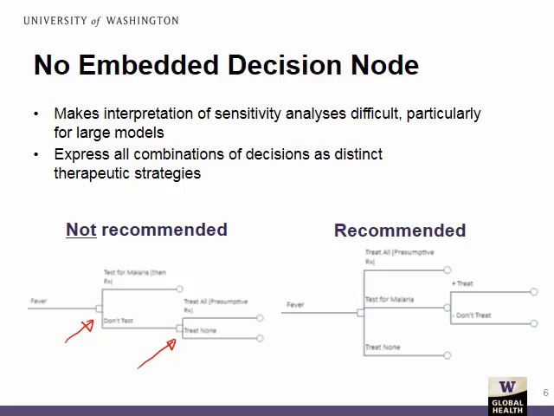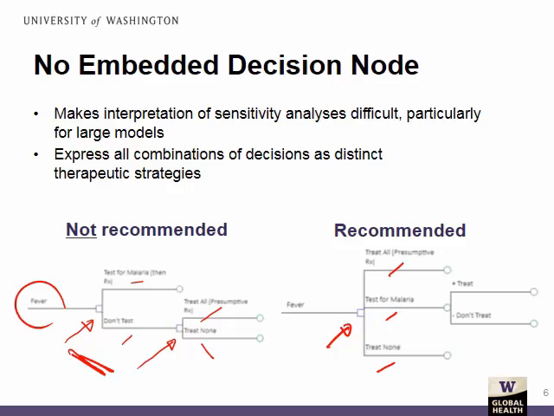So this is not recommended. Having two decision nodes is not recommended. For this example, if you had fever, you could test for malaria, then treat, or don't test, and then you have another decision where you say, should you treat presumptively or not treat? The best thing to do would be to have three branches of the decision node right here: treat all, presumptive, test for malaria, or treat none.